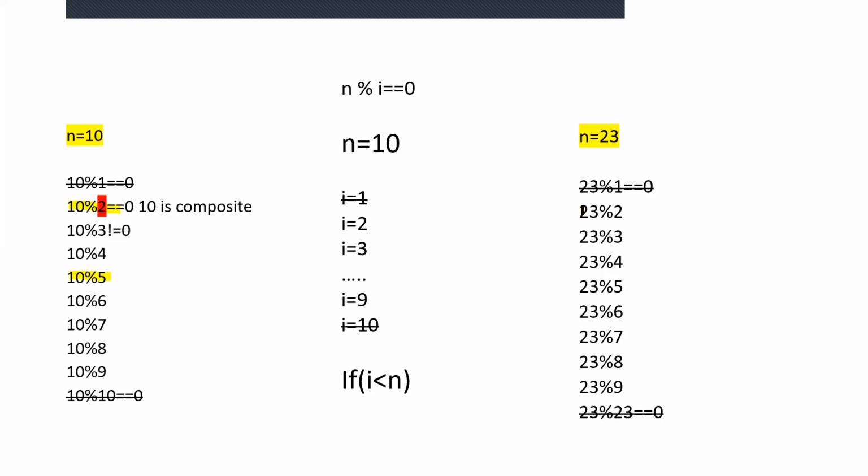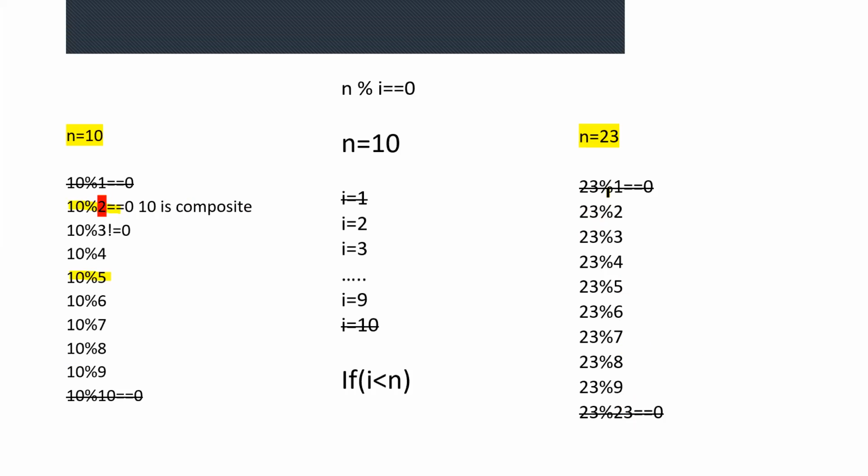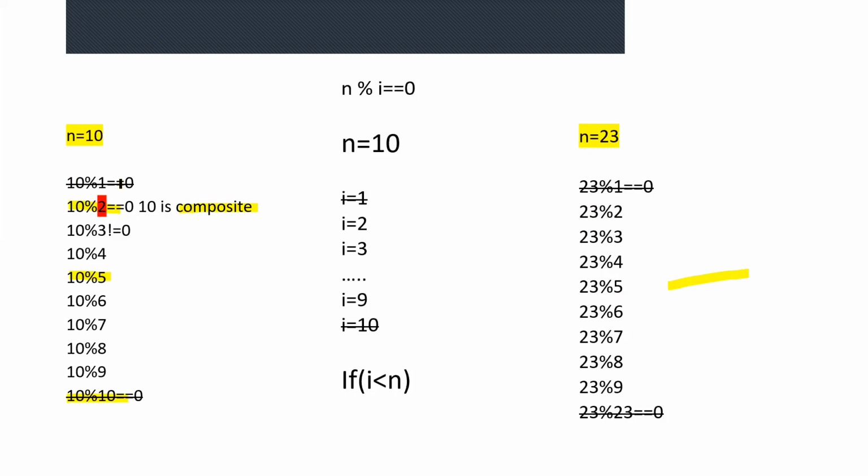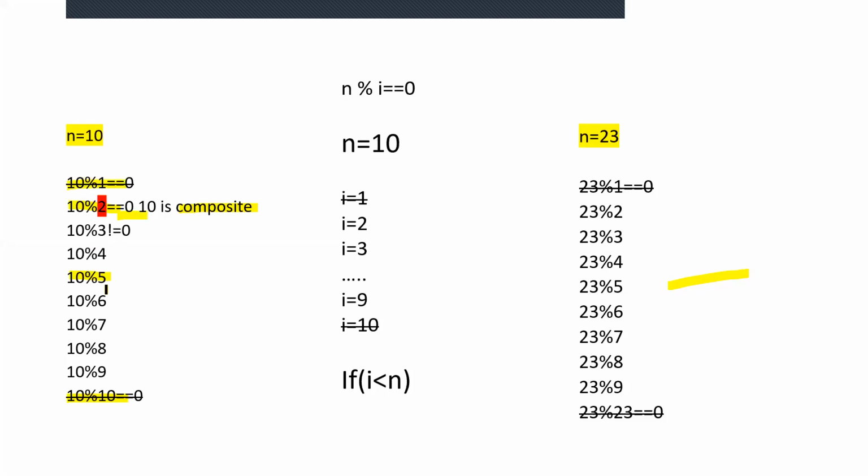But for 23, I tried dividing from 1 up to that number 23, but still I couldn't find any number which can completely divide and give the remainder as 0. Got it? So that is the difference between a composite number and a prime number. 23 is a prime number. You find only two factors, that is 1 and the same number. So we are avoiding division by 1 and the same number. But still if you are finding the remainder as 0 when you are dividing, that means it is not a prime number. So 10 is not a prime number, it is a composite number.